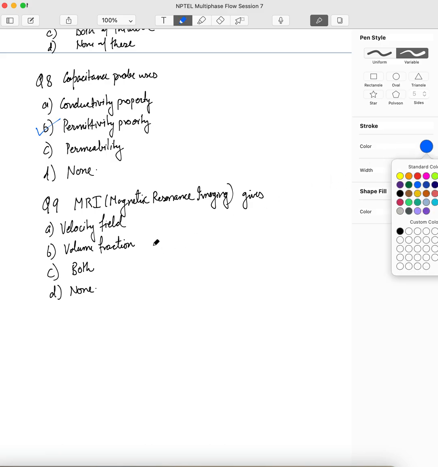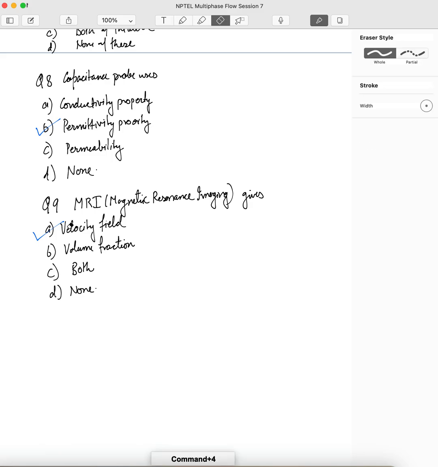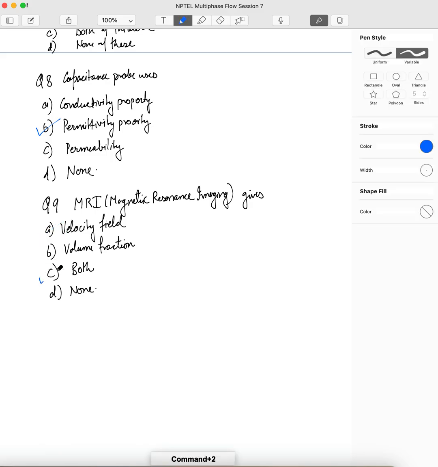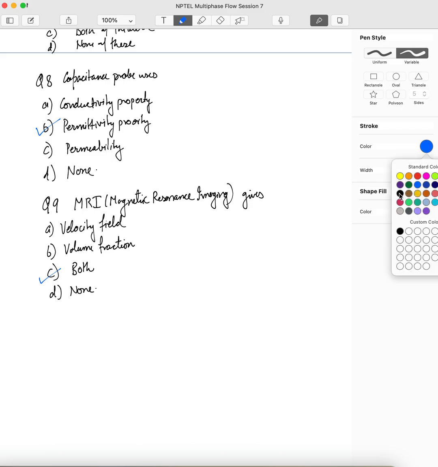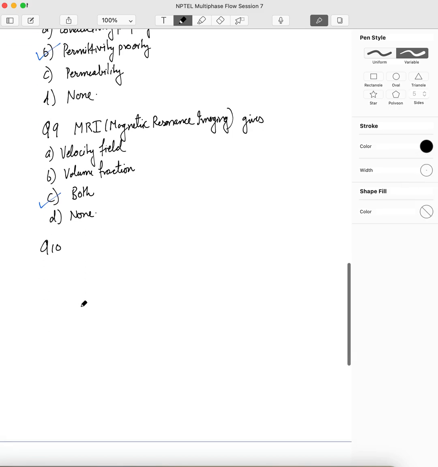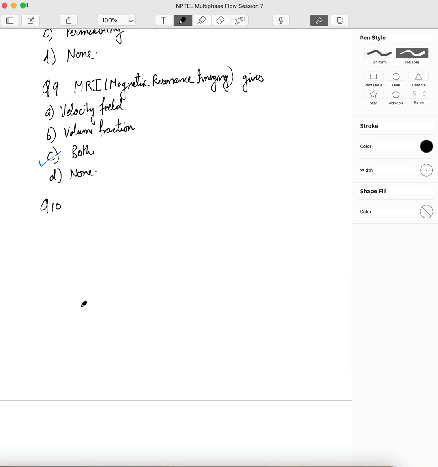So the correct option for this is both. Velocity field and volume fraction are there. So magnetic resonance imaging helps to calculate both velocity field as well as volume fraction. Okay. I'm not going into the detail because actually everything is covered in the lectures. So if you go through it, you will get the answer.